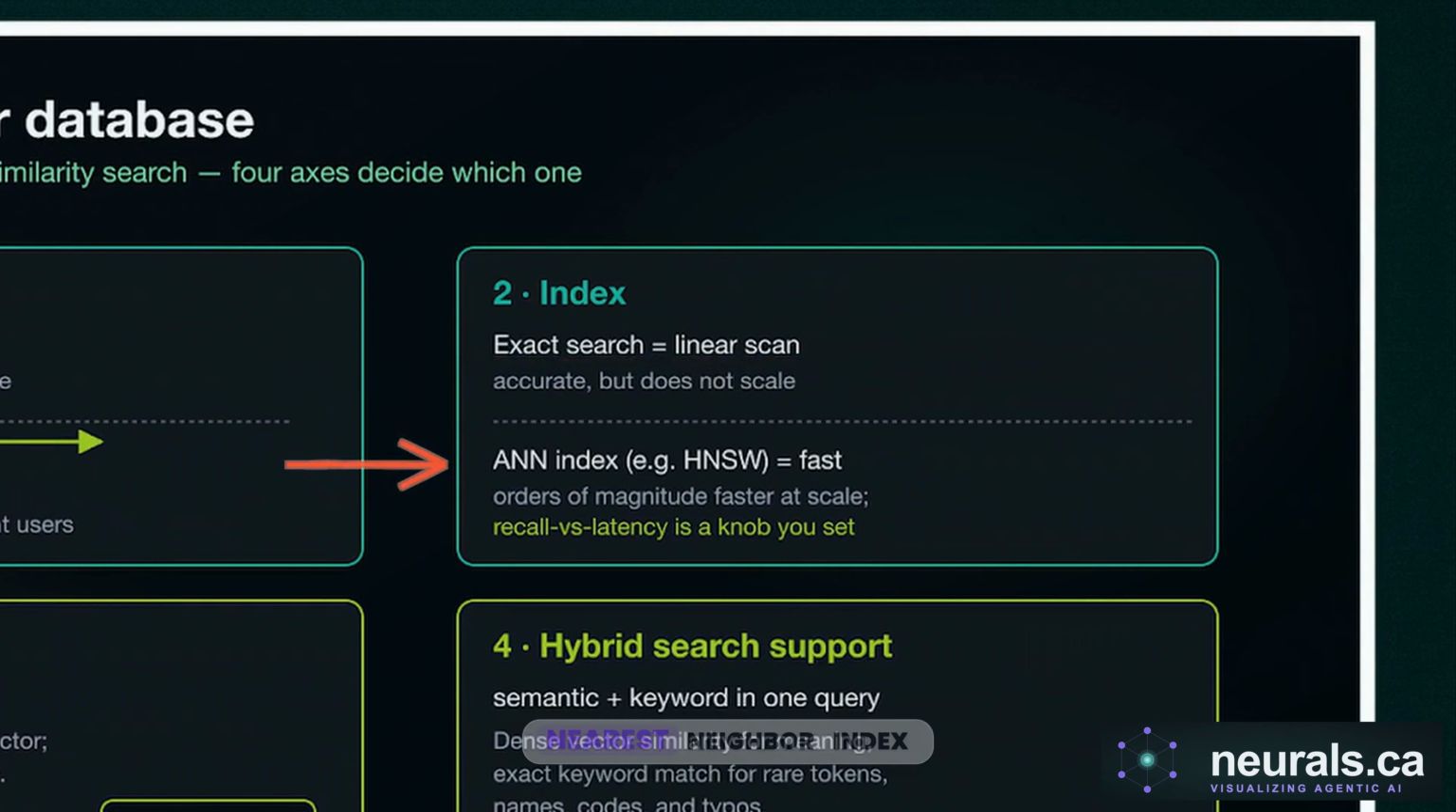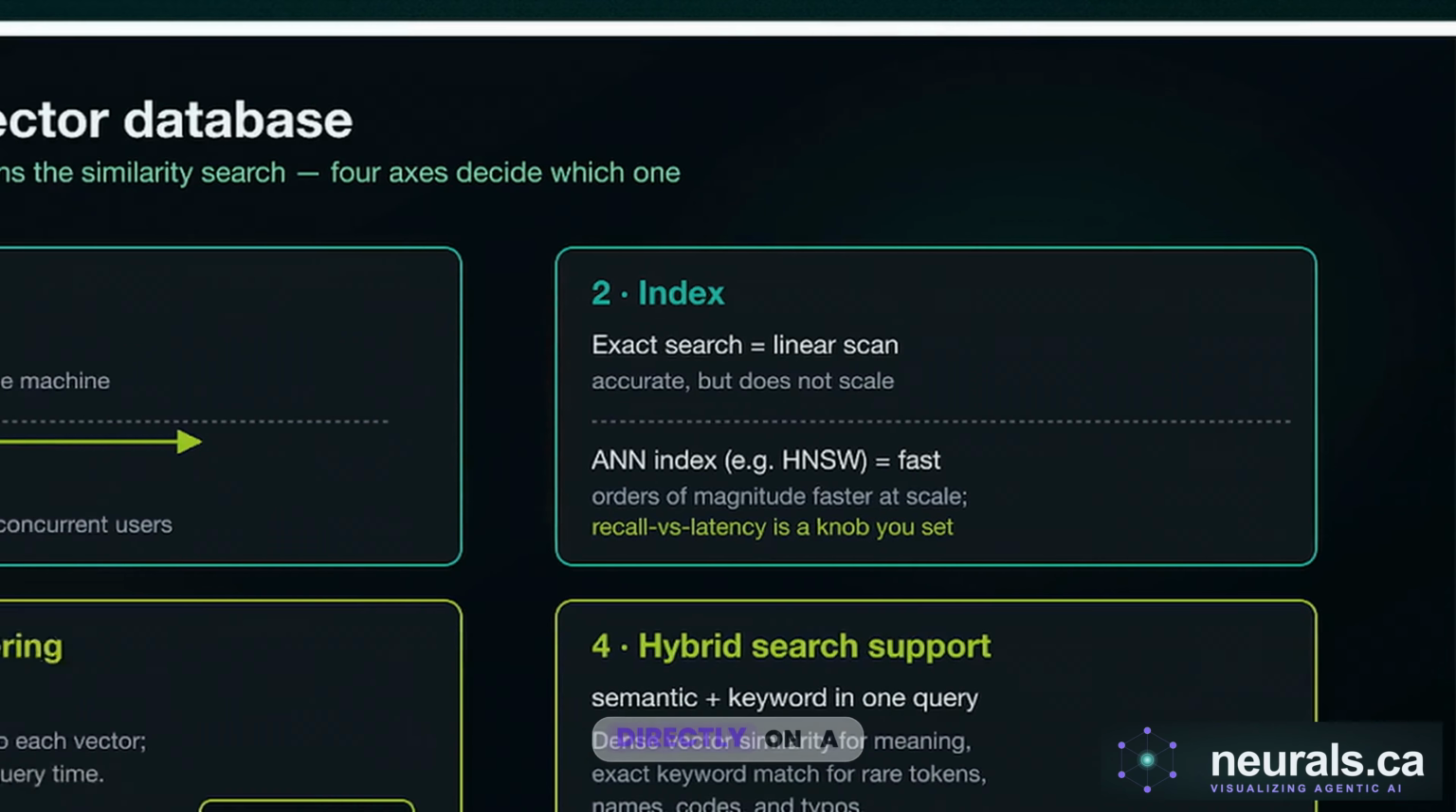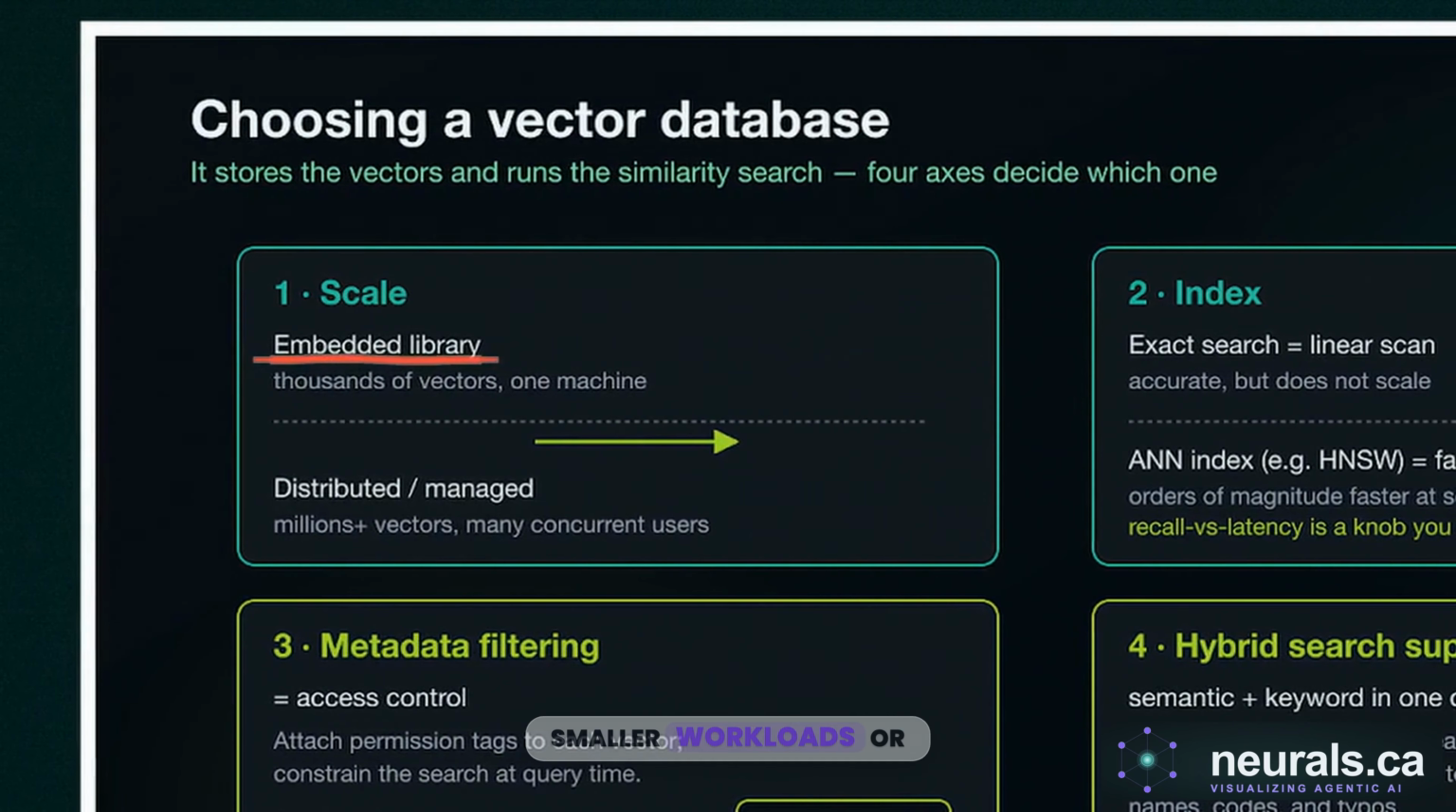We also have to configure for scale. We can run an embedded library directly on a single machine for smaller workloads, or deploy a distributed, fully managed cluster when we need to support millions of vectors and high concurrent traffic. Quadrant 3 highlights metadata filtering. This operates outside of the vector math, acting strictly as an access control mechanism. By attaching permission tags directly to the vectors, we ensure that a user querying the database only retrieves documents they are explicitly authorized to see.